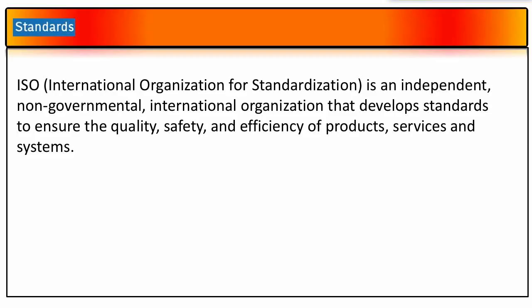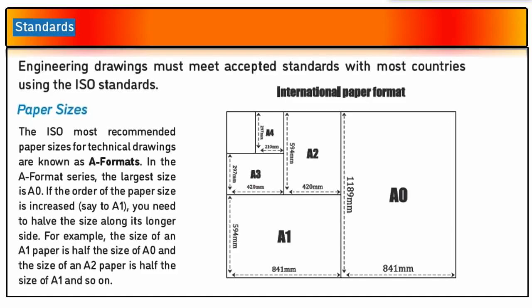You might wonder and ask yourself, what is the meaning of ISO standards? Firstly, ISO is the International Organization for Standardization. It's an independent, non-governmental international organization that develops standards to ensure the quality, safety, and efficiency of products, services, and systems. Continuing with these standards, engineering drawings must meet accepted standards with most countries using the ISO standards.